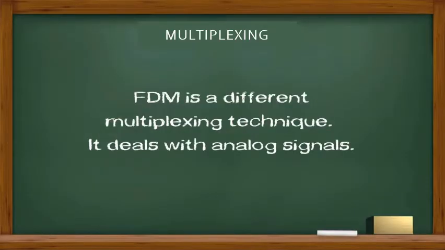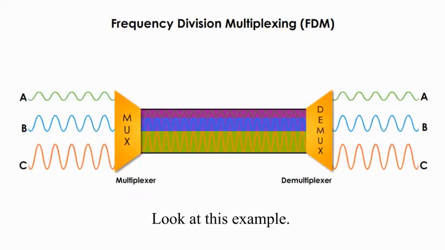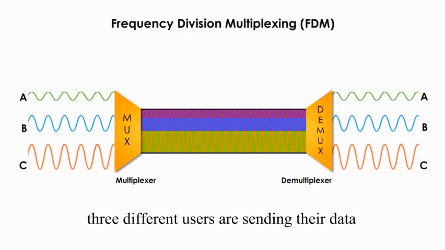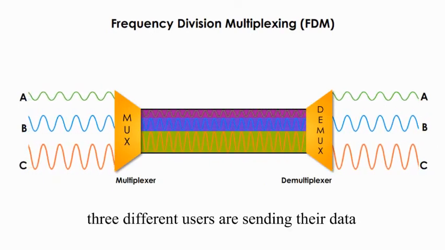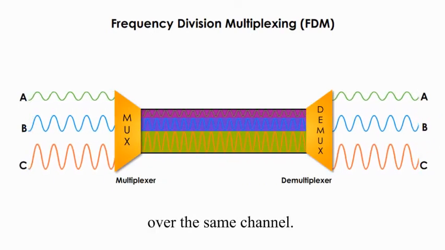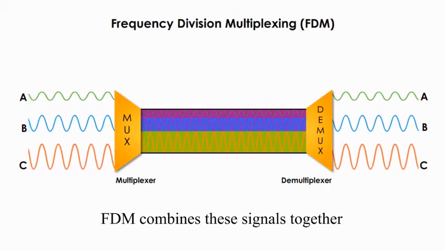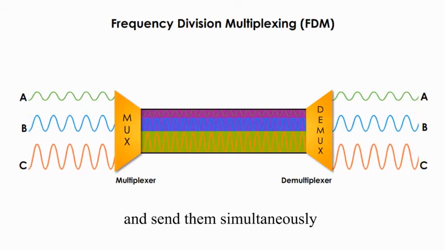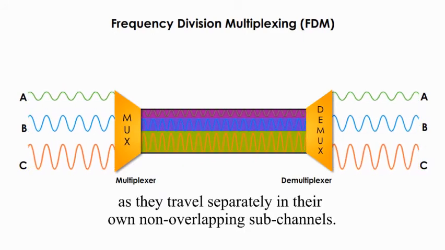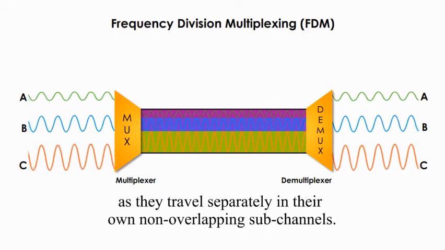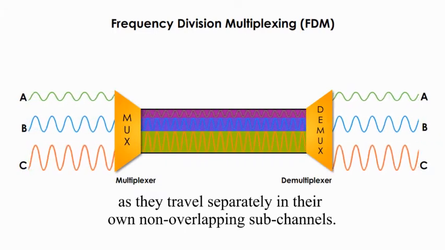Next one, we have frequency division multiplexing, or FDM, which is a different multiplexing technique. It deals with the analog signal. So FDM, let's take a look at this example. There are three different users sending their data over the same channel. FDM combines the signals together and then sends them simultaneously as they travel separately in their own non-overlapping subchannels.